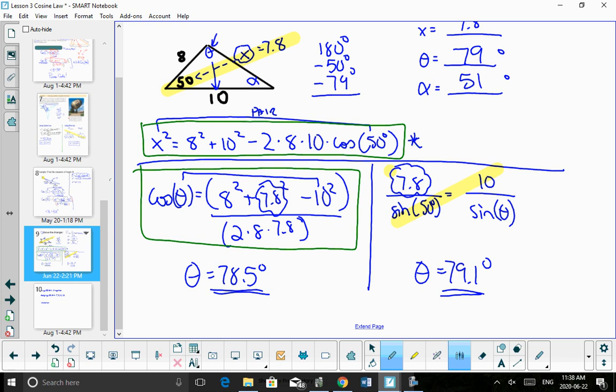Make sure you try these questions because you've never done sine law and cosine law before. This is all brand new information.